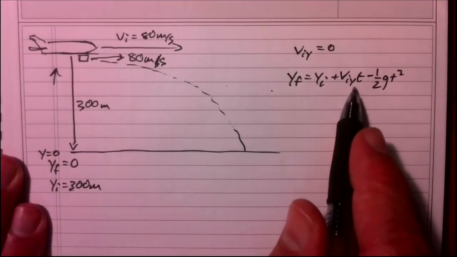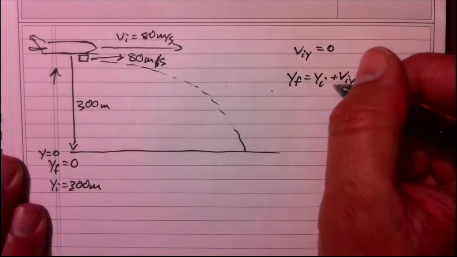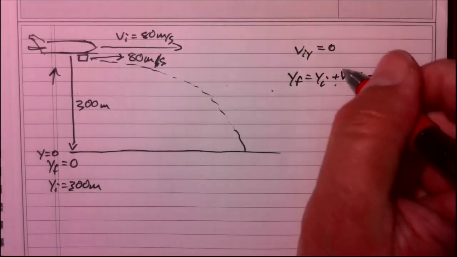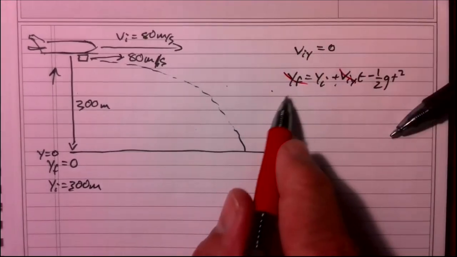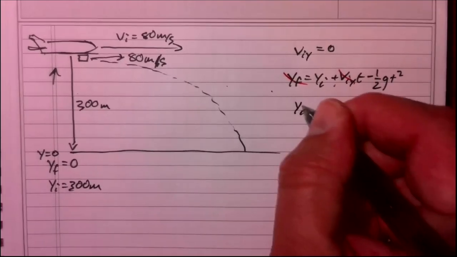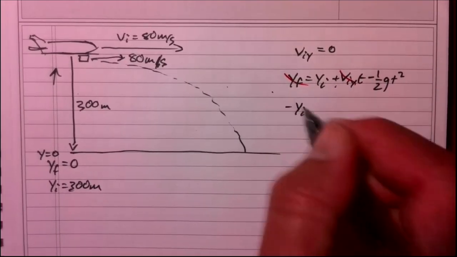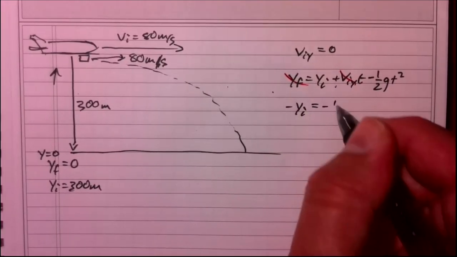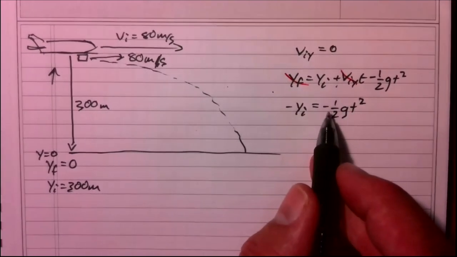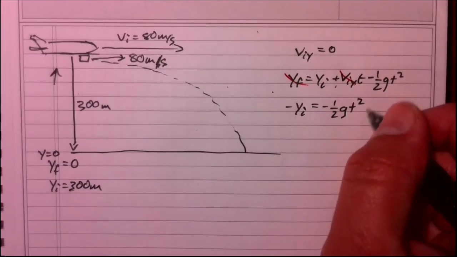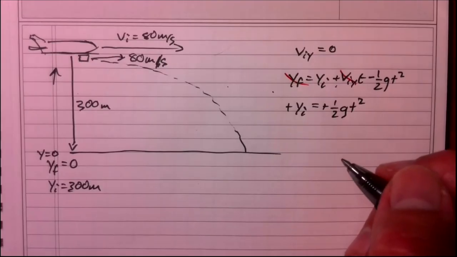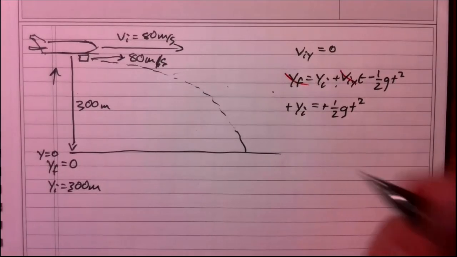My initial y velocity is 0, so this term is going to go away. This term cancels, and this one goes away too, it's just equal to 0. Now I have this one here, it's y_i, and I bring it to the other side, so it's a negative over here, equals minus 1/2 g t squared. Since these are both negative, I can multiply both sides by -1, and that will change it to positive. Since they're both negative, that's fine.